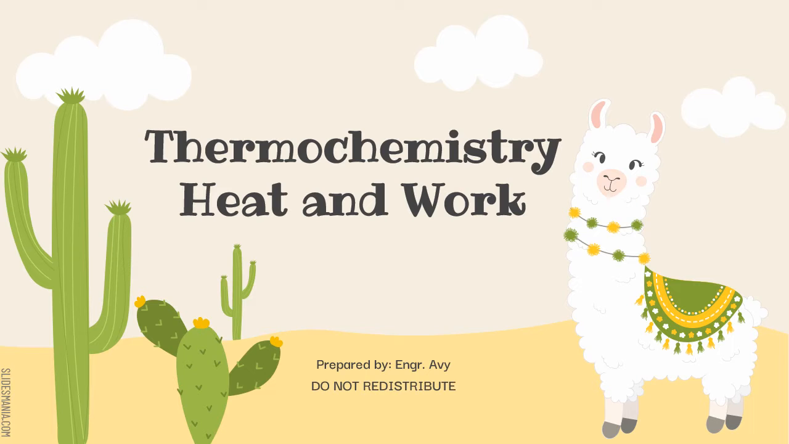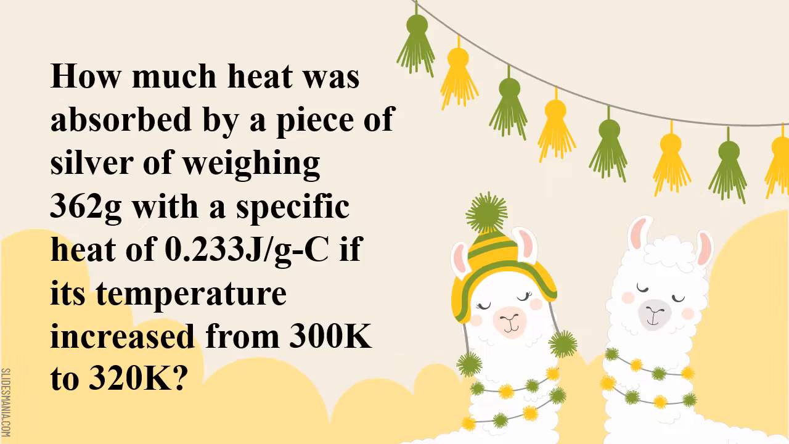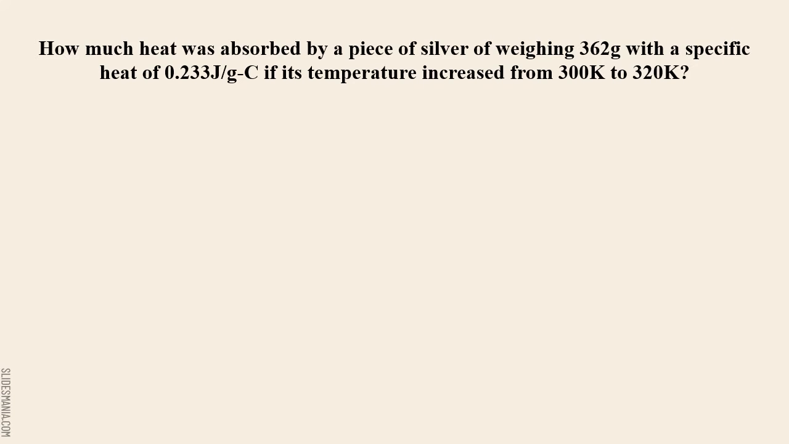Let's proceed by solving this first problem related to heat. How much heat was absorbed by a piece of silver weighing 362 grams with a specific heat of 0.233 joules per gram degree Celsius if the temperature increased from 300 Kelvin to 320 Kelvin? Let's write our given.